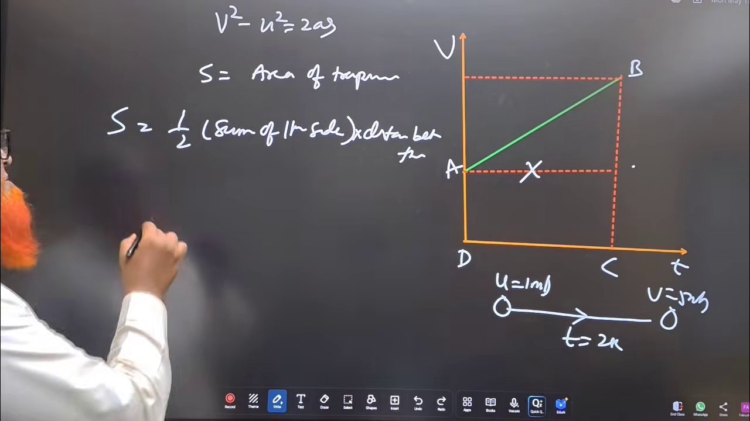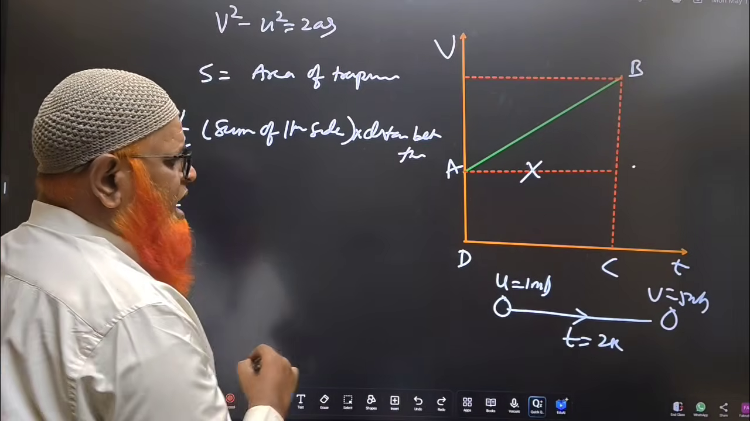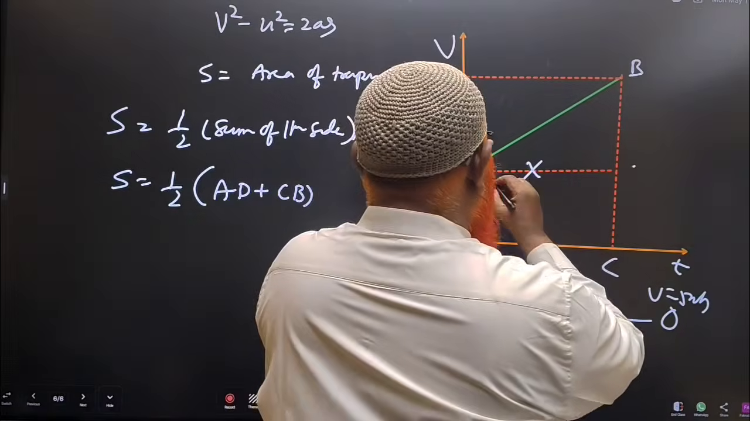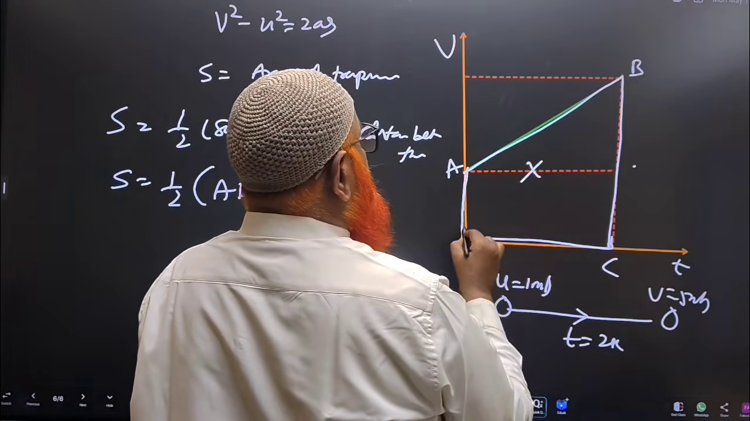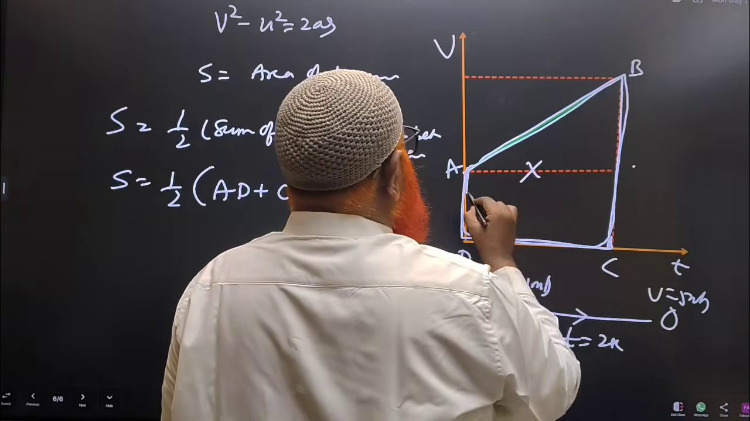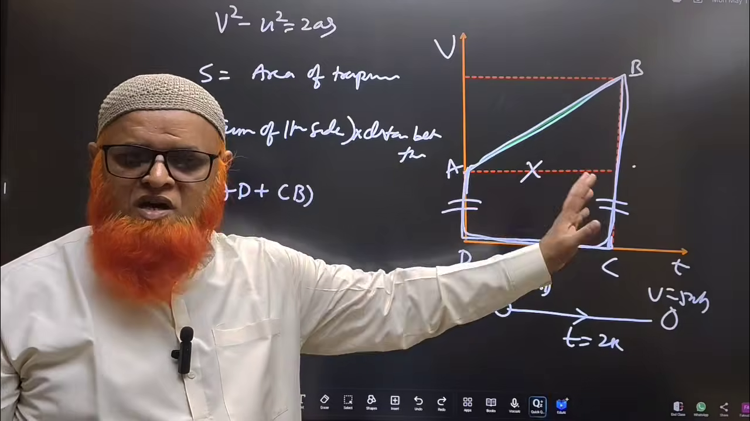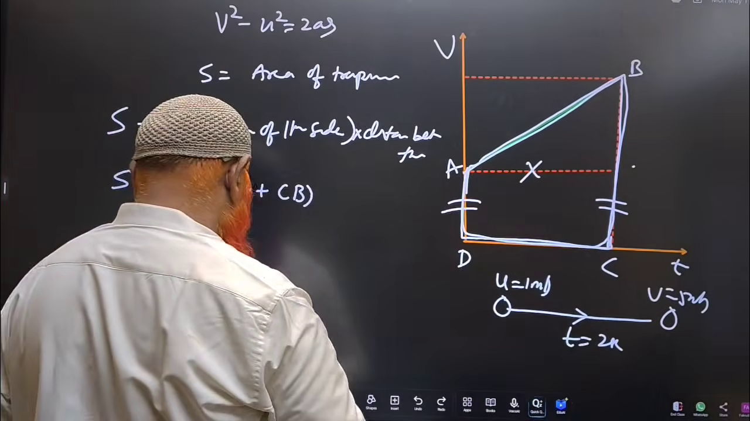Okay. So what is the sum of the parallel sides in this case? Half into the sum of the parallel sides. Parallel sides are nothing but AD plus CB. These are the parallel sides. Let me draw it with a white line so that there won't be any confusion. This is your trapezium in which these two sides are parallel, but they are not the same. Okay, it is drawn for similarity, but they are not the same. These are parallel.